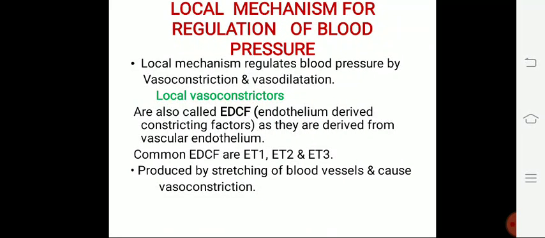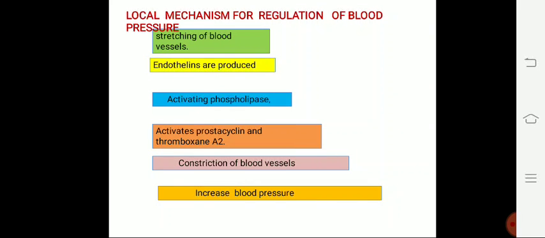Now we talk about the local mechanism for the regulation of blood pressure. Local mechanisms regulate blood pressure by vasoconstriction and vasodilatation. Local vasoconstrictors, also known as endothelium derived constricting factors, are derived from vascular endothelium. Common endothelium derived constricting factors are ET1, ET2, ET3. These are produced by the stretching of blood vessel, and this causes vasoconstriction. When the vasoconstriction is there, there is increase in the blood pressure.